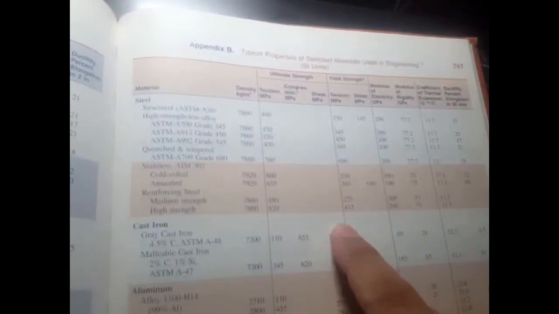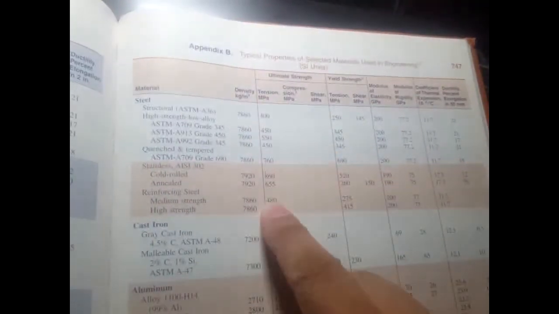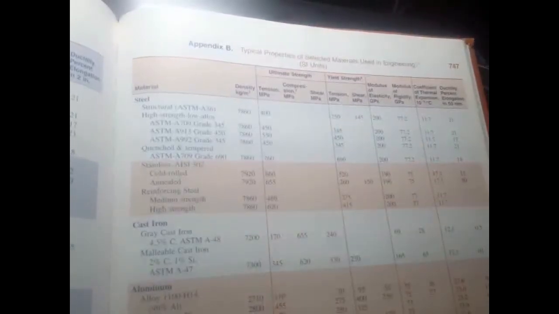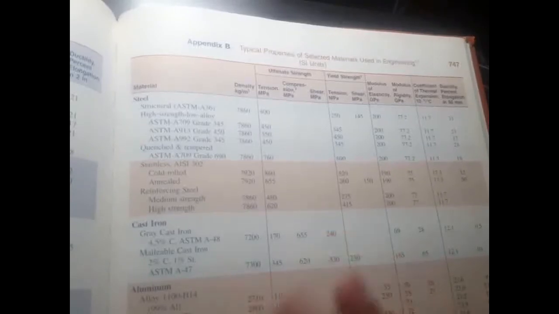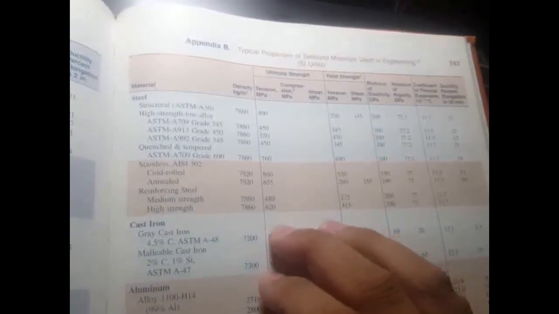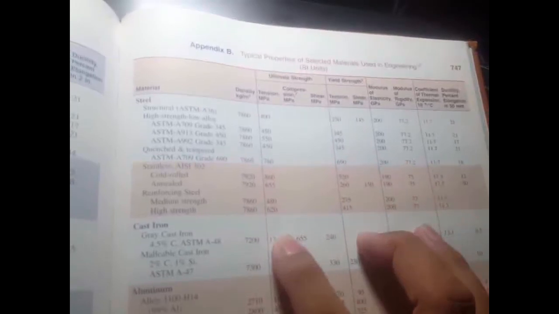If we have a stainless steel, then it also has values right here, and you would notice that they only have values in tension and not in compression. But for ductile materials, generally the tensile strength is almost the same as the compression strength. There might be some off values, but it can be assumed that they are equal or almost the same.